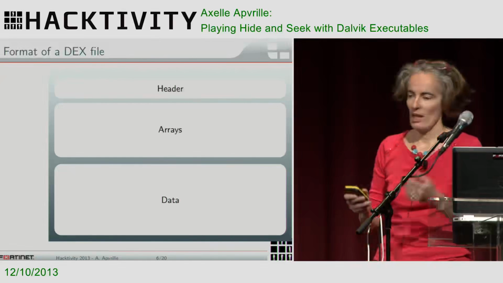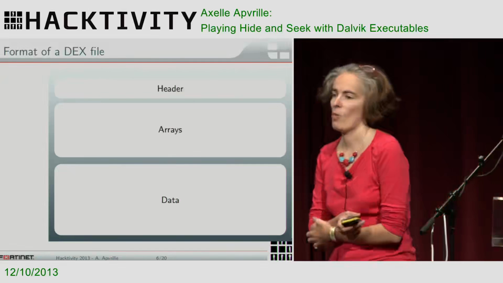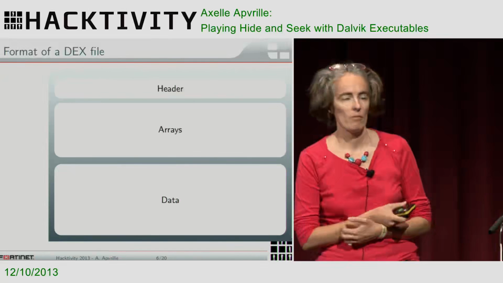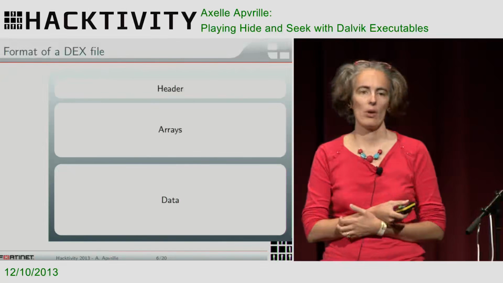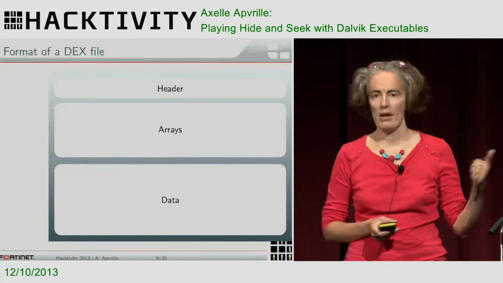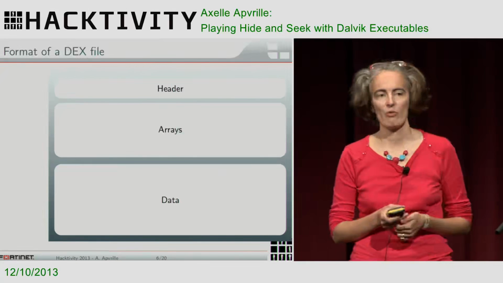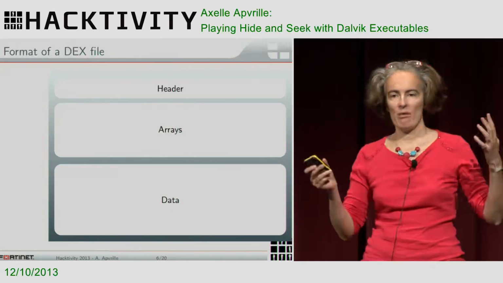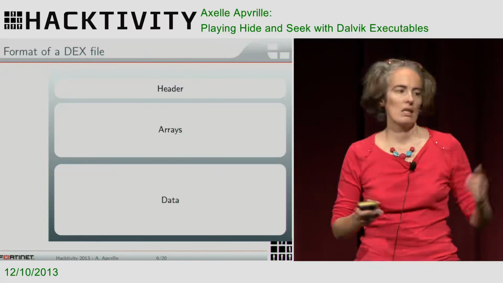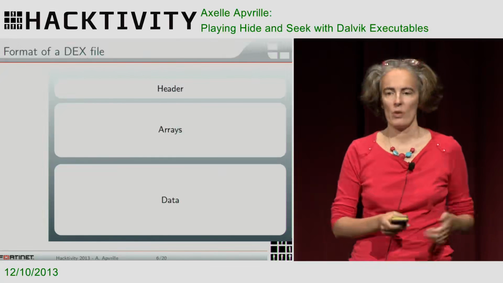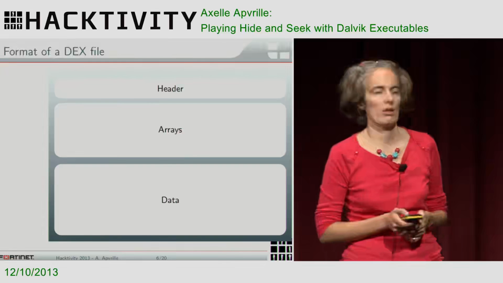So for that, we have to detail a little bit what a dex file looks like. Basically, there are three parts. One is the header, like most formats. Then you've got a bunch of arrays of lists. And then also another section, which is data, where you actually find the stuff.